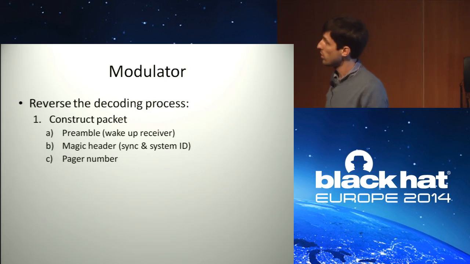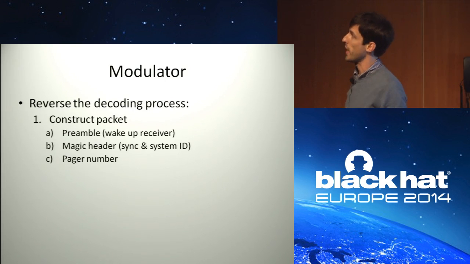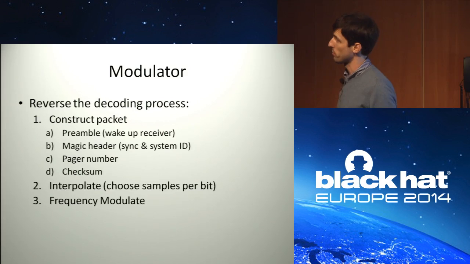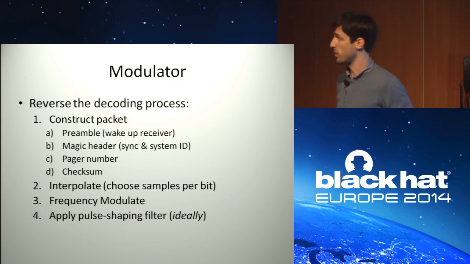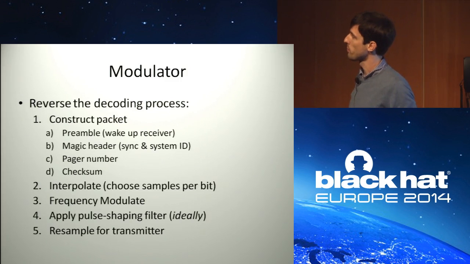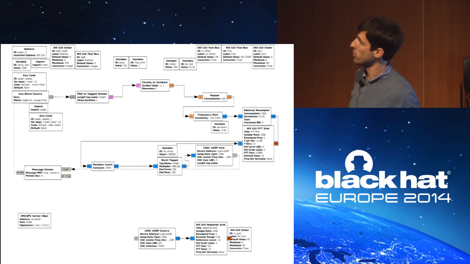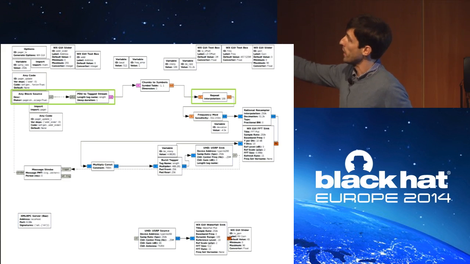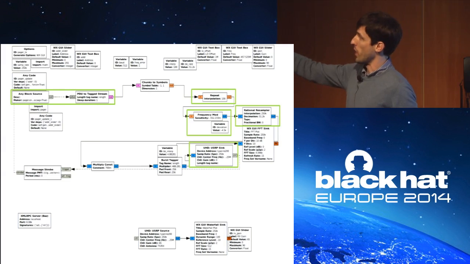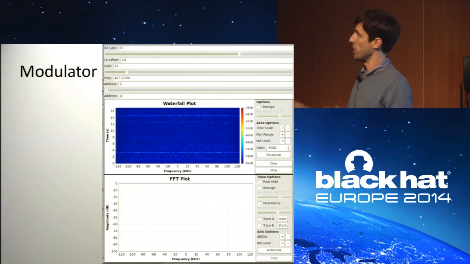You've got your preamble for the synchronization. You've got this magic header. You've got the pager number and the checksum. And then you do some other things in that flow graph to prepare it so that it will be ready to transmit out of these radios. This is what the flow graph for that actually looks like. You generate your pager packet in there, you interpolate, then you frequency modulate it, then you resample for the USRP, and then you send it out.